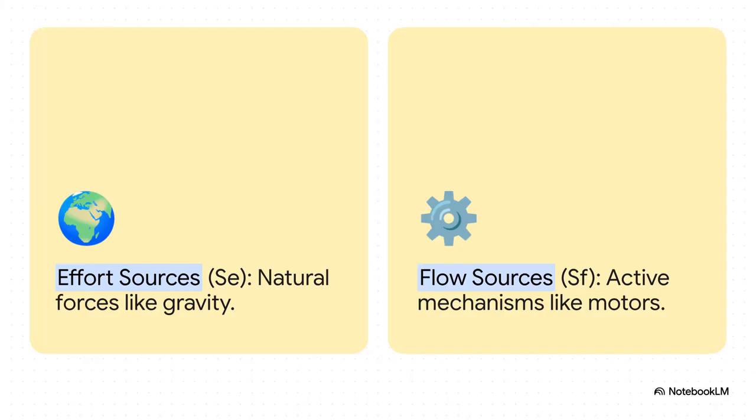And this brilliantly illustrates the whole dynamic at play. On one hand, you have effort sources like gravity, acting as this subtle, omnipresent force. And on the other hand, you have flow sources like motors, which actively and forcefully inject energy into a process. Together, these 2 types of sources represent the fundamental ways we supply raw power into any system we want to analyze. They are the water entering our metaphorical pipe.